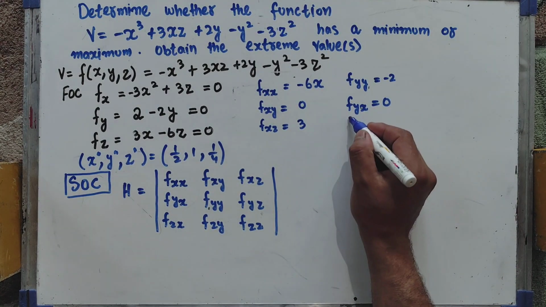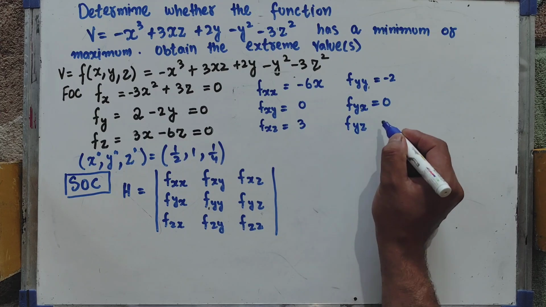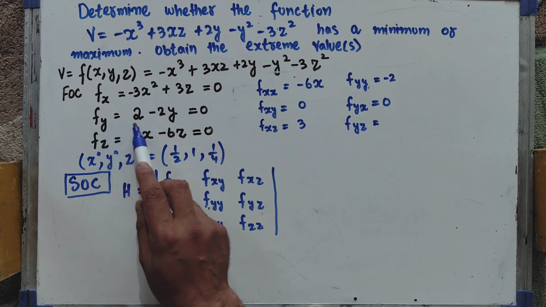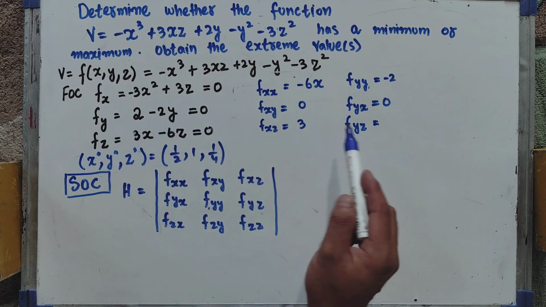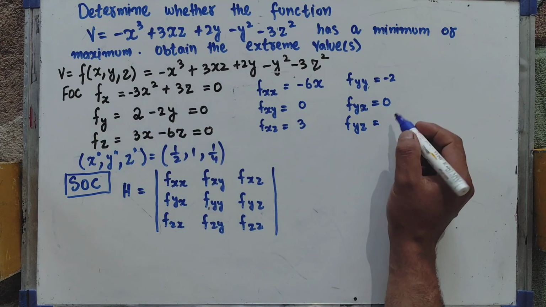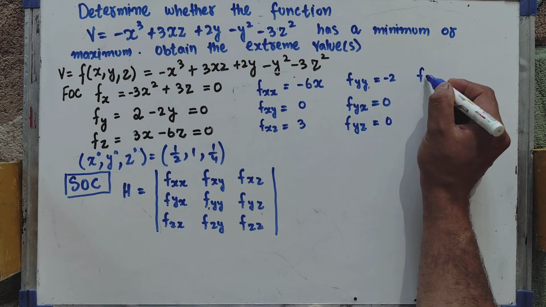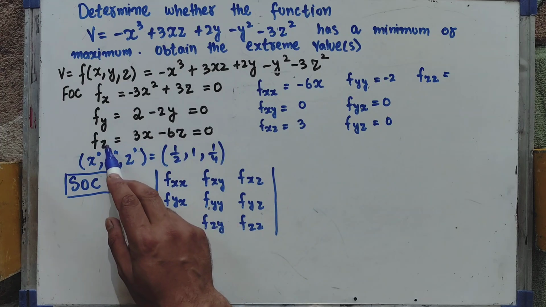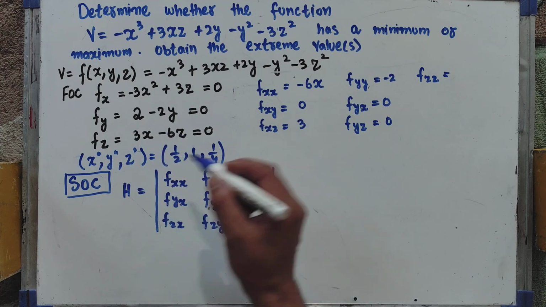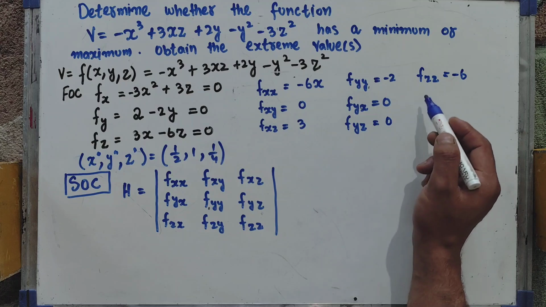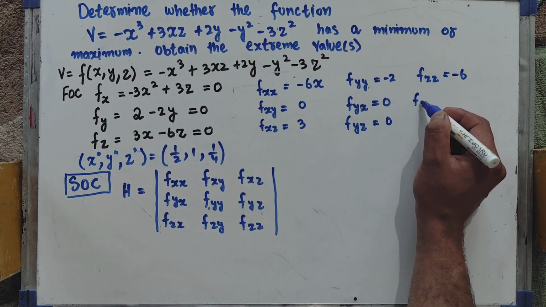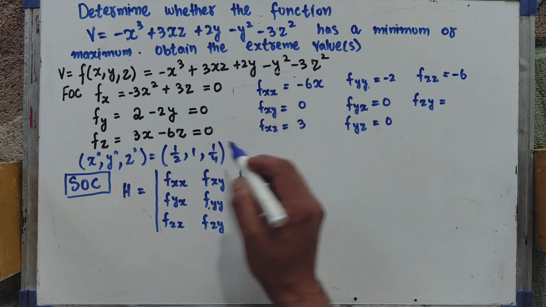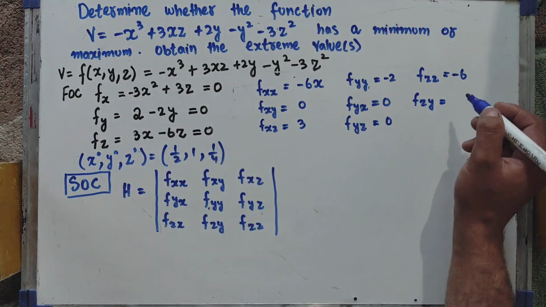Then we need to find f of yz. Since no z is involved in this and we have to differentiate with respect to z, its derivative is 0. Let's find f of zz. F of z is this. F of zz will be the derivative again with respect to z, so we will get negative 6. Then we have f of zy, which is 0.